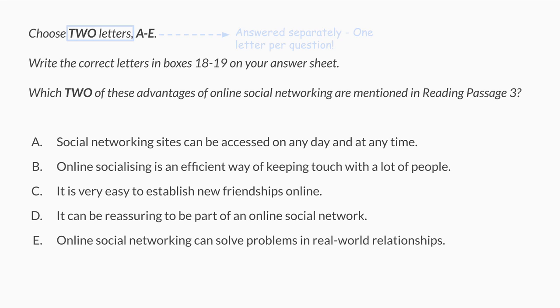The first thing that you have to do is pay attention to how many answers you will have to write for this question. Here it tells us we have to choose 2 letters. So both of these letters, and by letters they mean answer choices from A through E, 2 of these answer choices are going to be correct. We have to choose 2 of these letters and answer them separately. Okay, separately. That means 1 letter per question. So we're going to choose 1 letter for question number 18 and 1 letter for question number 19. The order doesn't matter. It can be in any order as long as they are the correct answer choices.